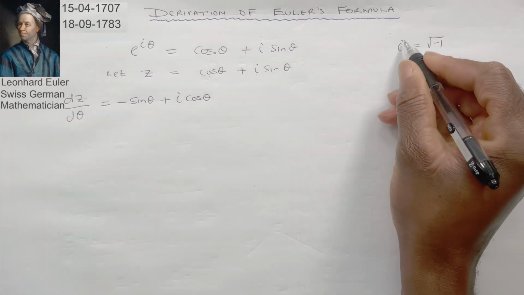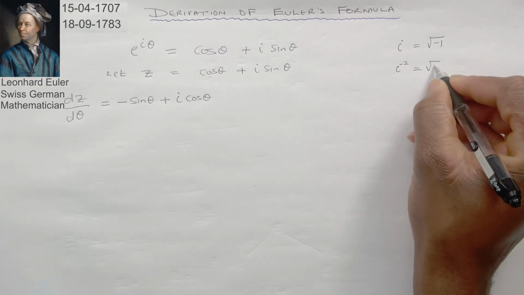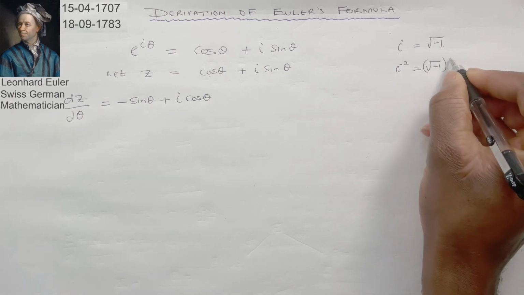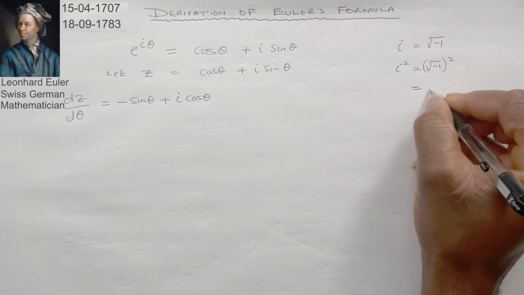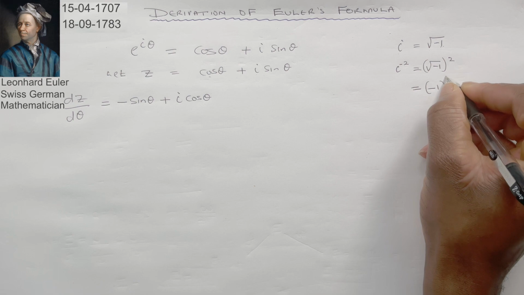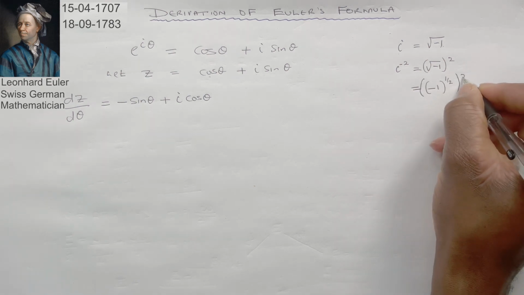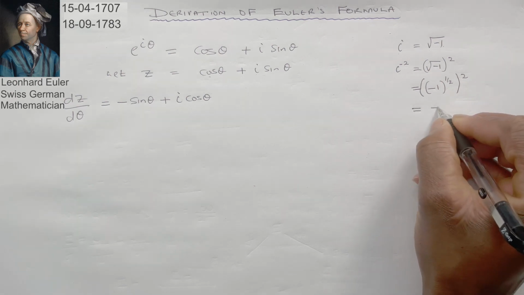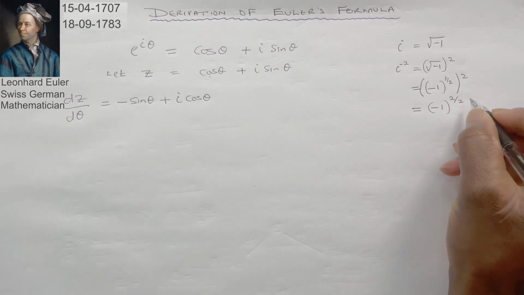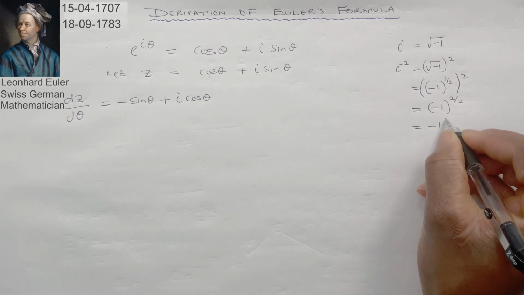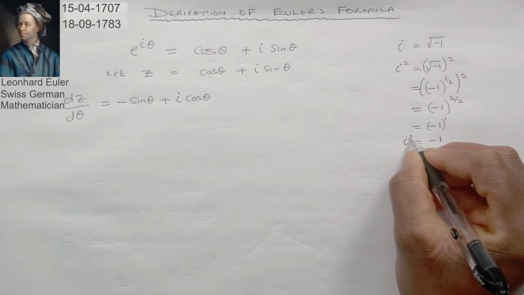But if i is root minus 1, i squared would be root minus 1 squared. The squared would remove the root, or you could write it as minus 1 to the power a half, that's the root, and then you square that, and that would be minus 1 to the power 2 times a half, 2 over 2, and that is minus 1 to the power 1, and that is minus 1. So i squared is minus 1.